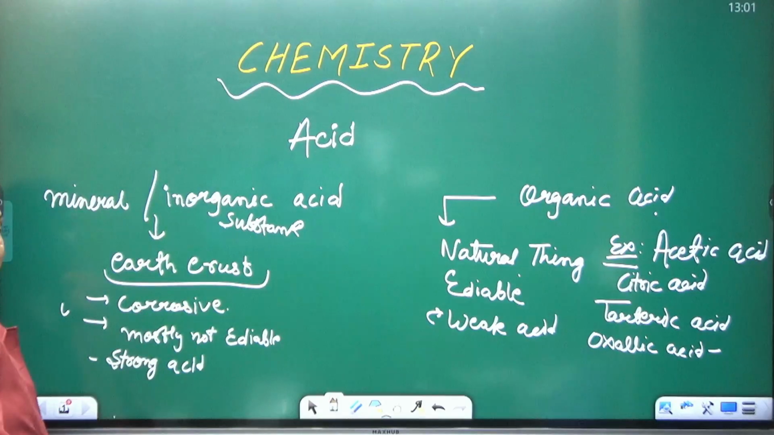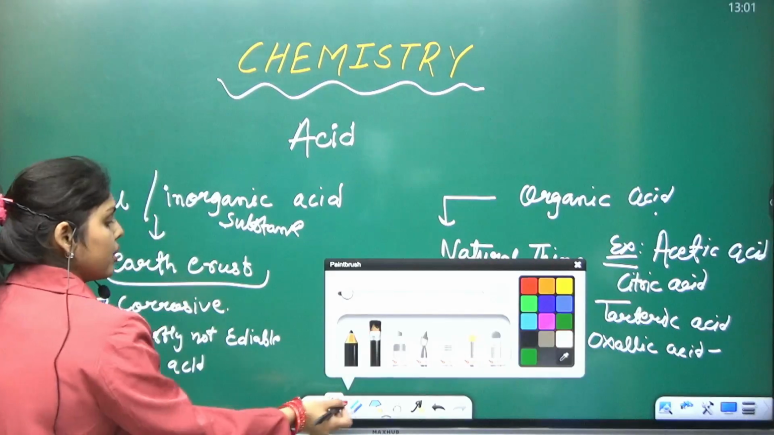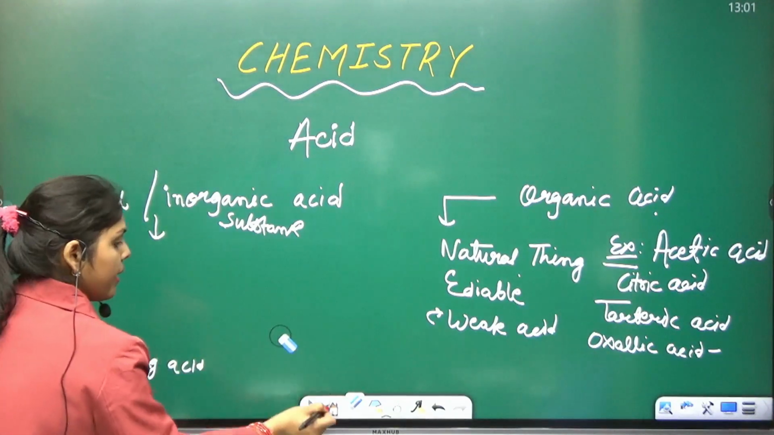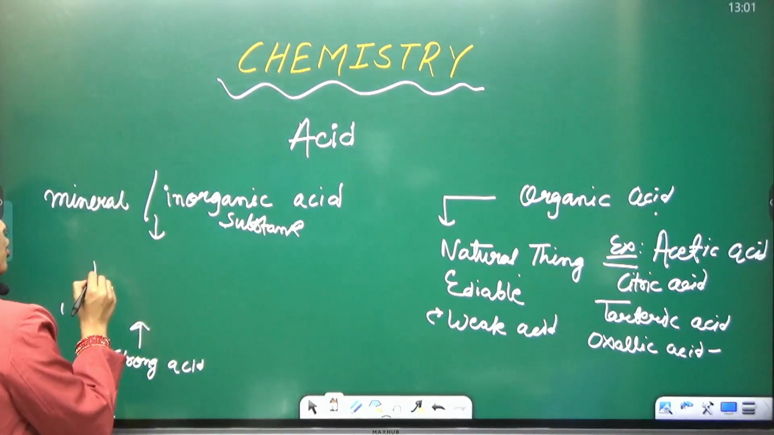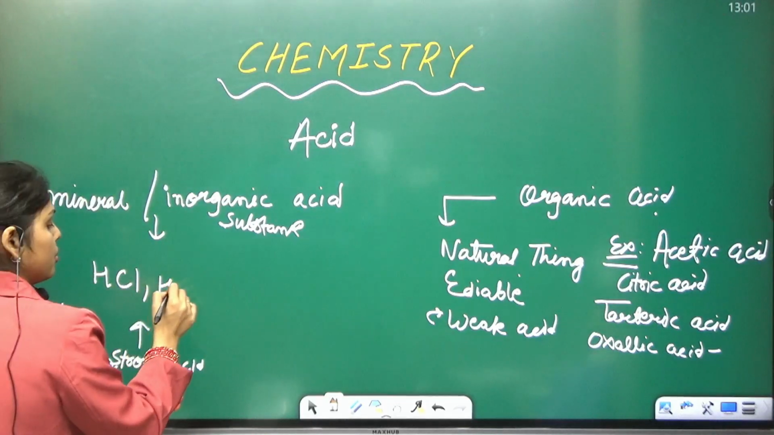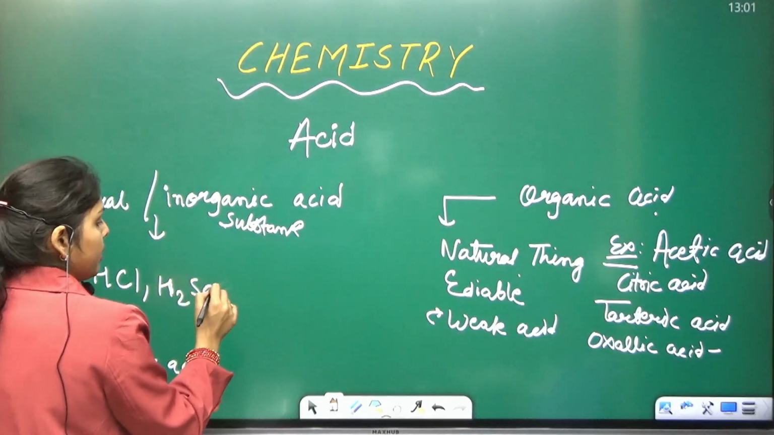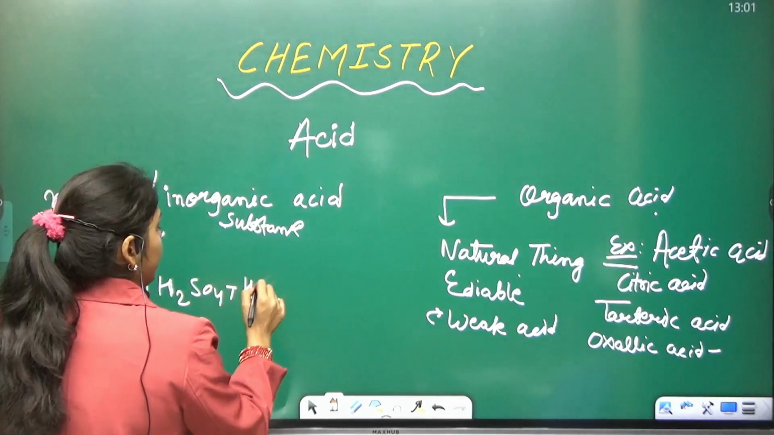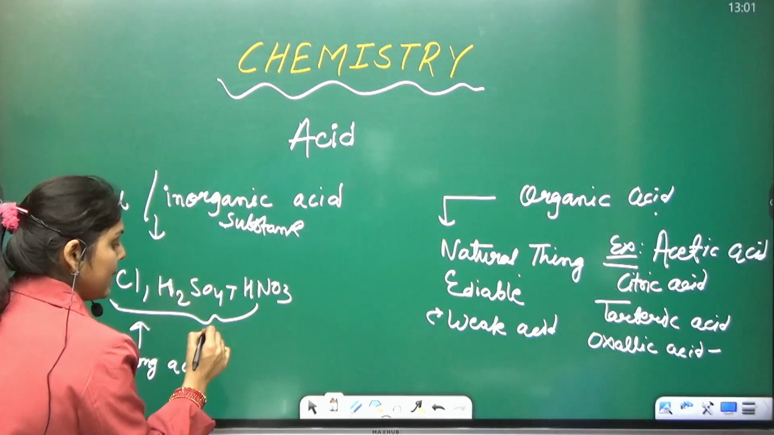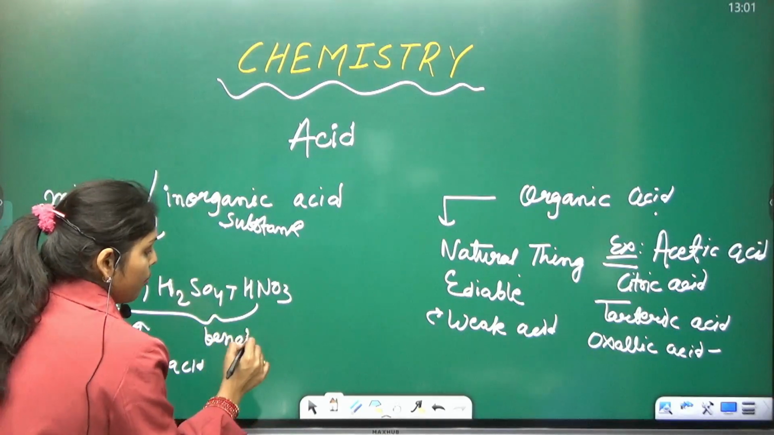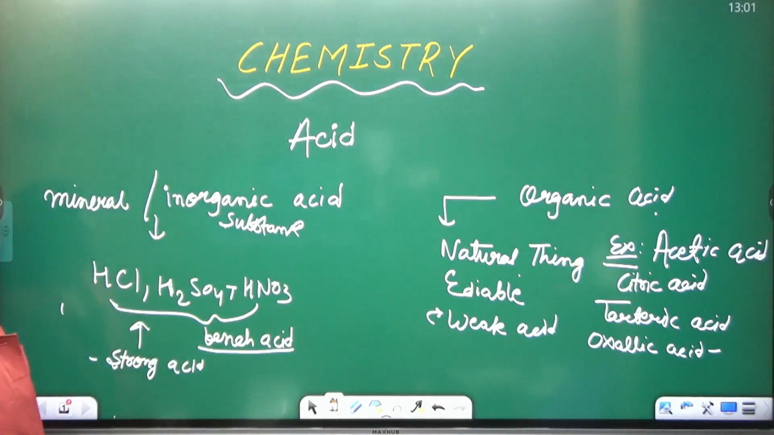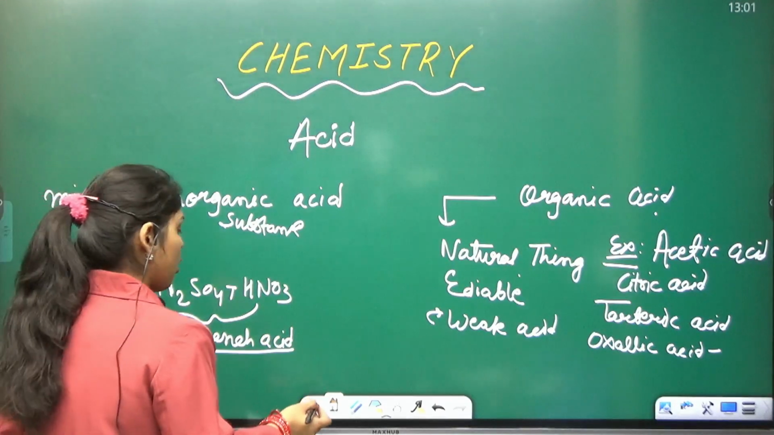The reason behind it that these are strong acids is, when you take 100 molecules of strong acid, which are HCl, H2SO4, HNO3. First thing is these all three are also called bench acids. Why? Because mostly in the lab you find them on the bench. So also called bench acids.